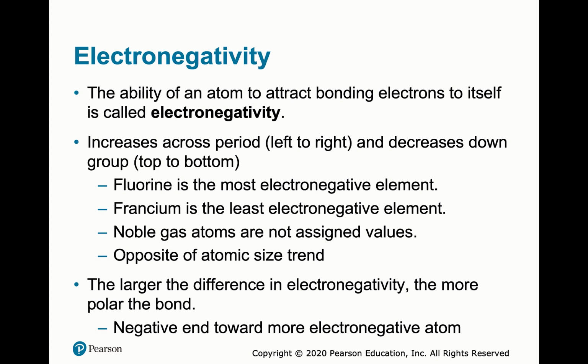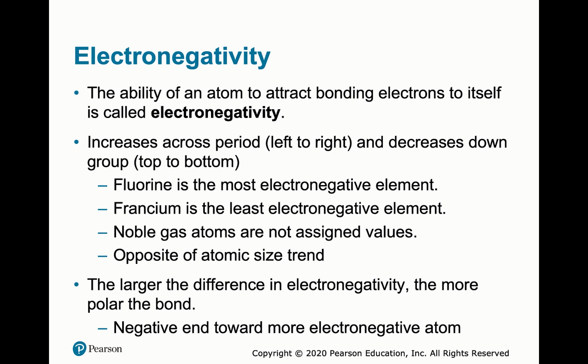So electronegativity is the same trend as ionization energy, first ionization energy, with the exception that it stops at fluorine. Helium has the highest first ionization energy of any of the elements, but the noble gases don't have that much electronegativity associated with them. So fluorine is the most electronegative element. At the opposite end, francium is the least electronegative, but francium is also very radioactive. It's very unstable. It's not around for very long. And we don't give noble gases assigned values because they're not very good at attracting electrons.